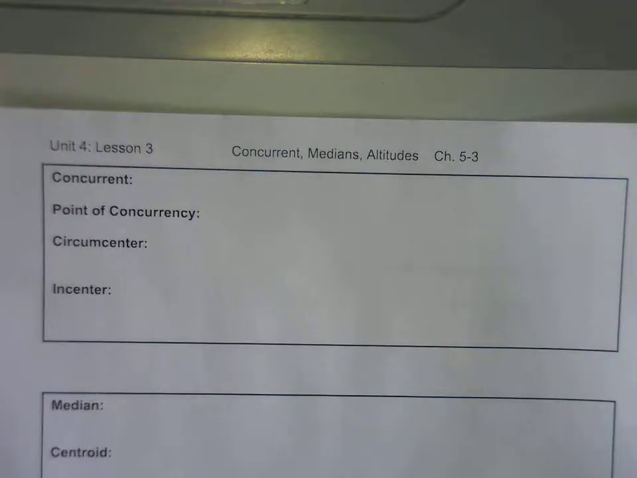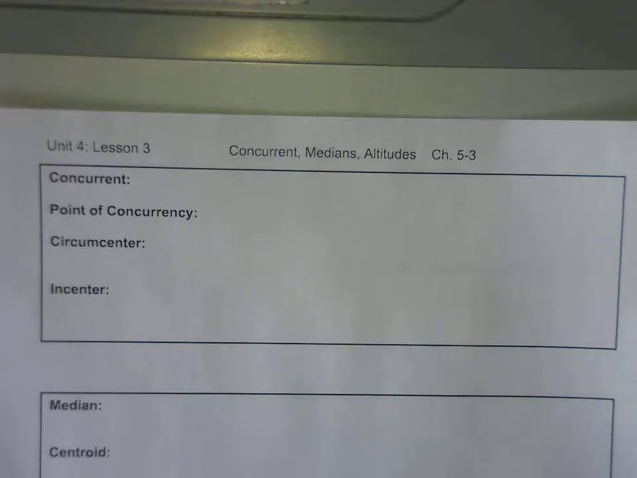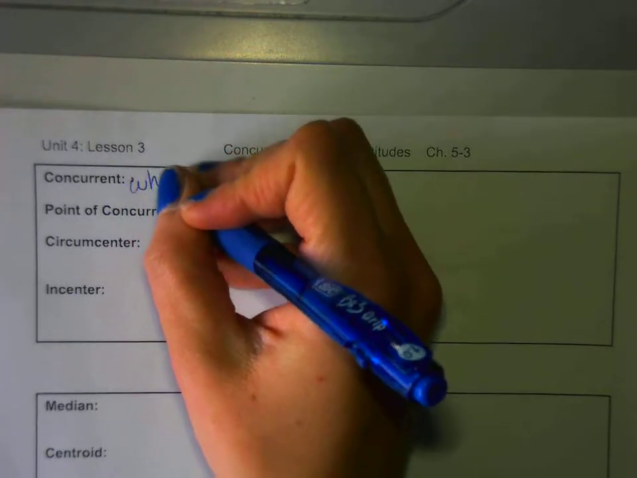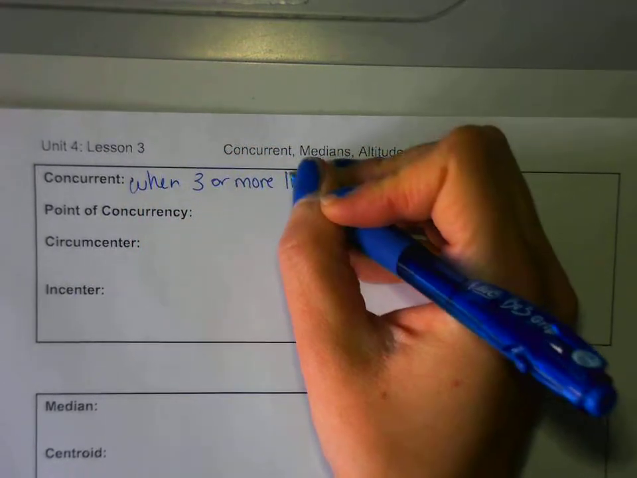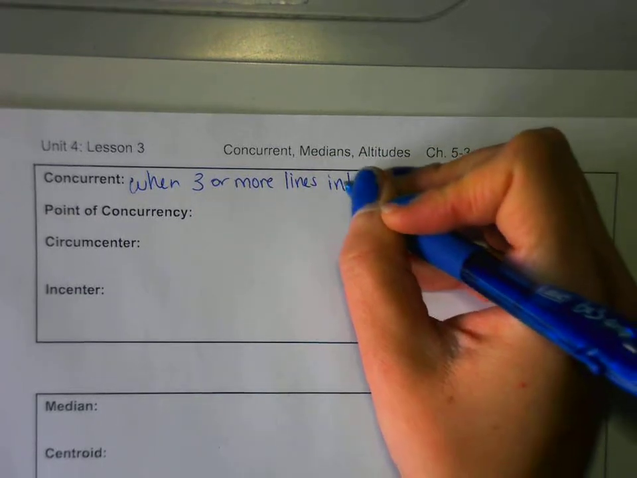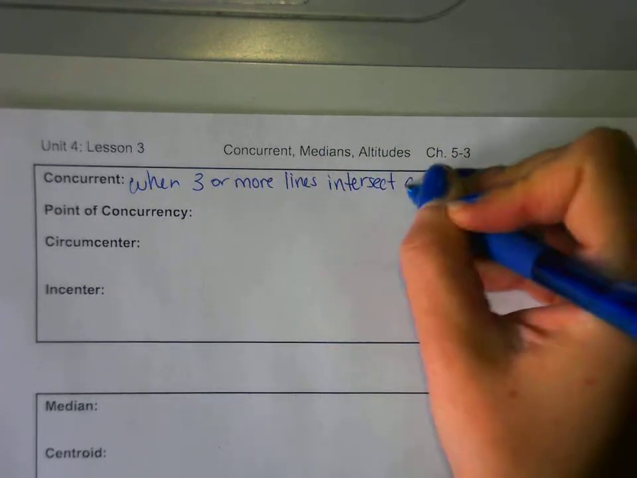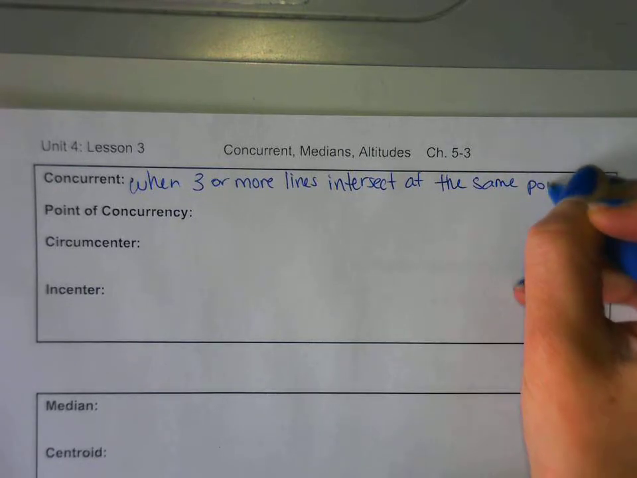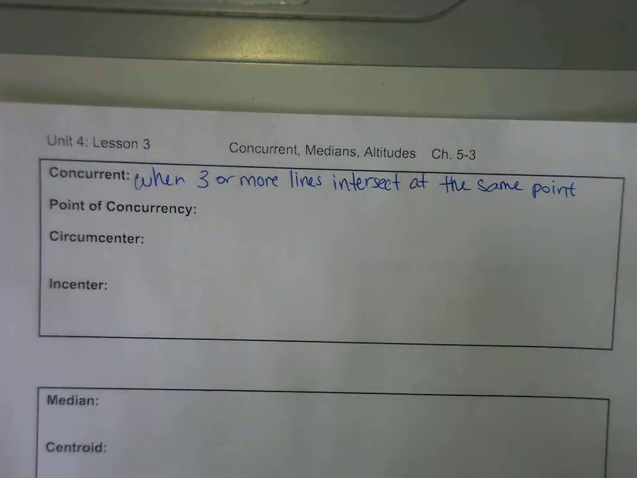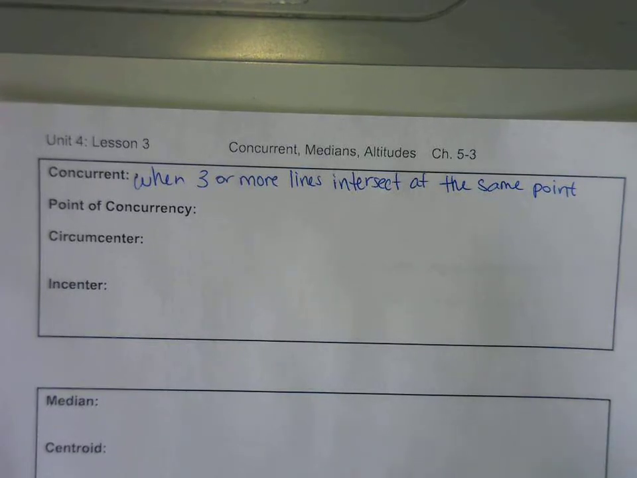So when something is concurrent, it's when three or more lines intersect at the same point. The point of concurrency is the point where they intersect. So where all three lines do intersect, that's what we would call the point of concurrency.